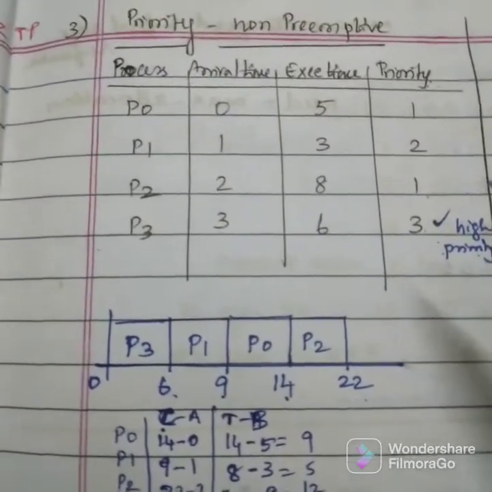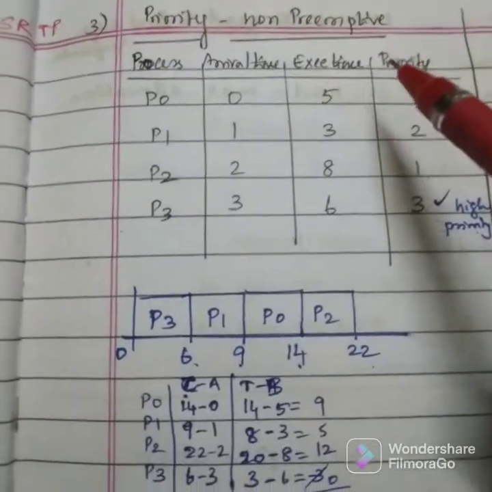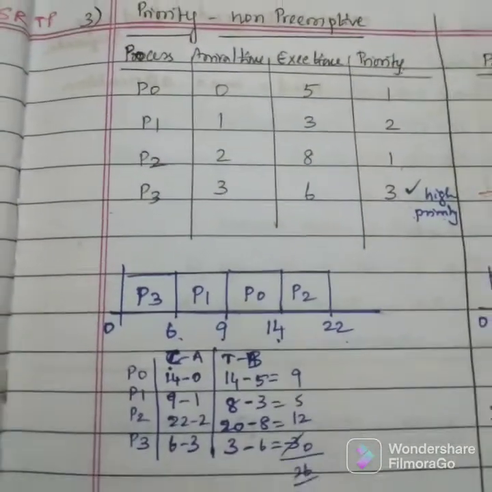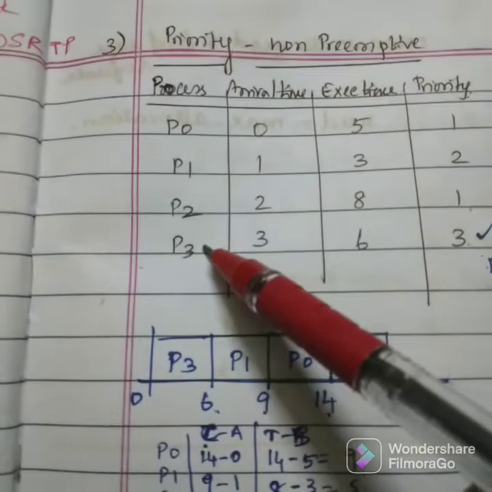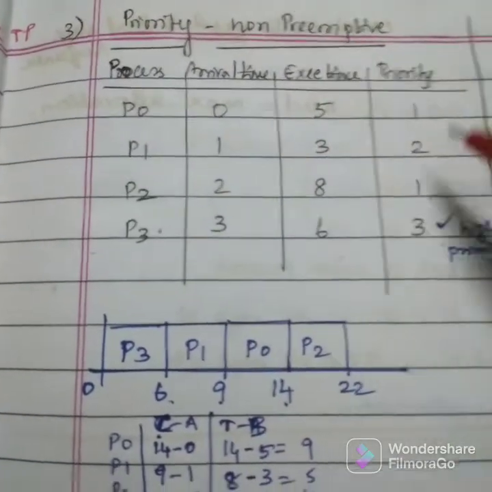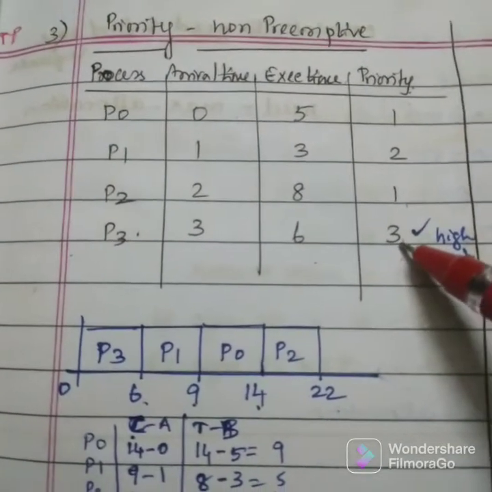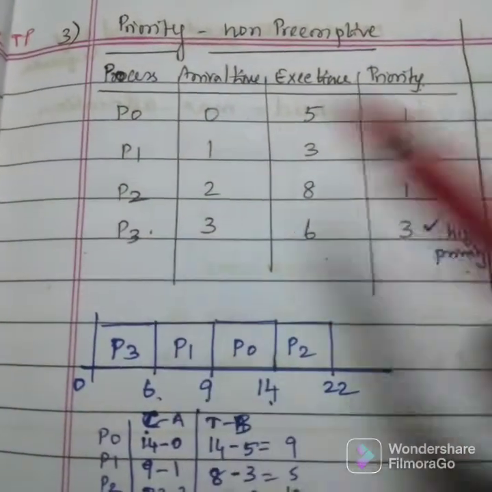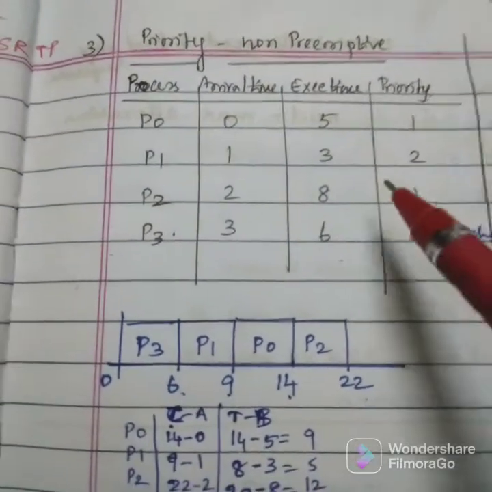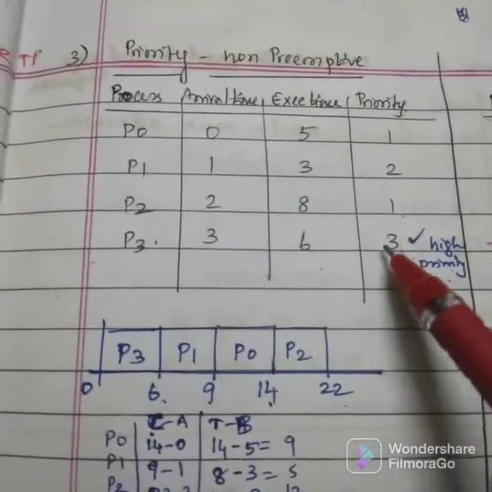Now let's see the non-preemptive type first, then we will focus on the preemptive one. Here the process has been given arrival time, execution time, and the priority. The highest number will be the highest priority. So this process will be executed first, then this process, then this process. It's a non-preemptive type, so we will start from here.